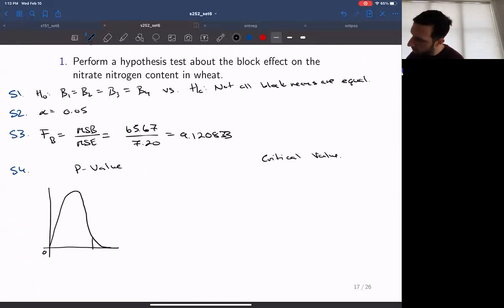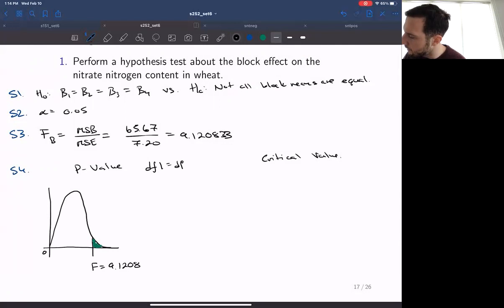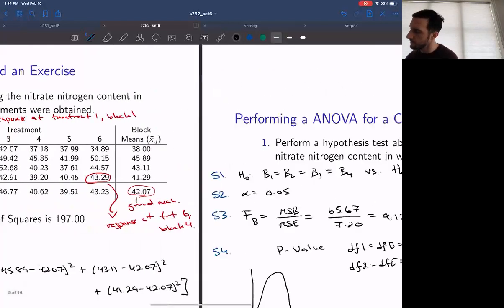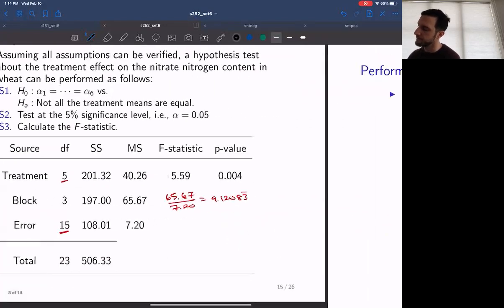All right, we mark down where our test statistic falls. And we are looking for the area to the right of that test statistic. Okay, so our DF here will be the degree of freedom for the block, which is 3, and it'll be the DF for the error, which was 15.